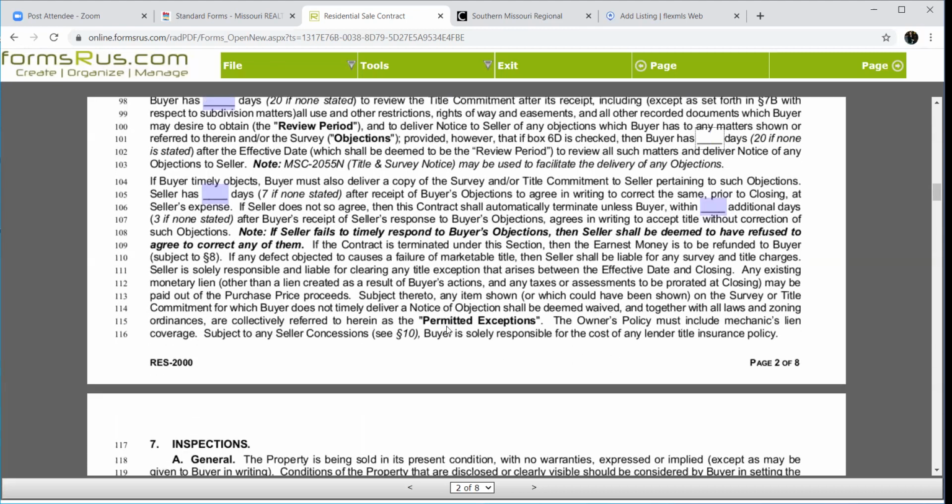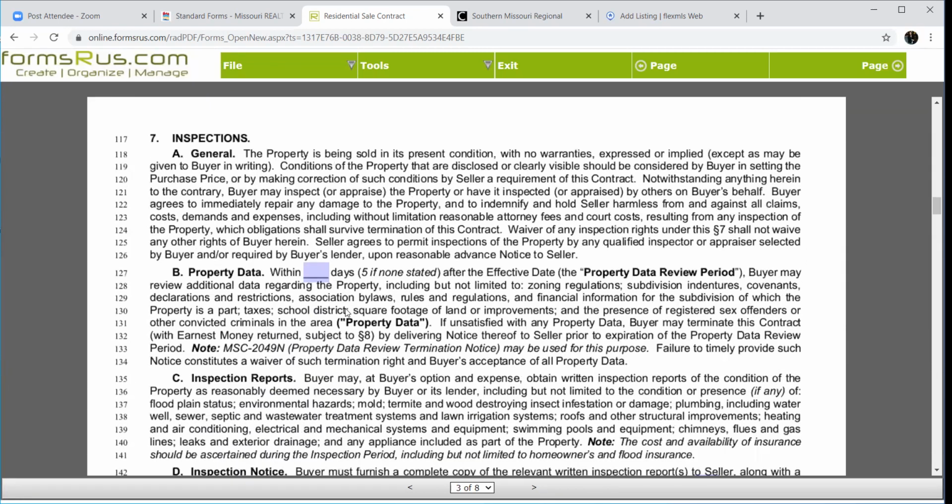And then we've got the legalese about we're going to clear those things out and what kind of purchase price, et cetera. All right. Section 7. This is probably where we'll have the most conversations over your career. Inspections. Property is being sold in its present condition with no warranties expressed or implied unless we've got one in writing.